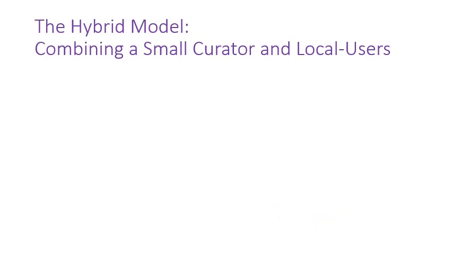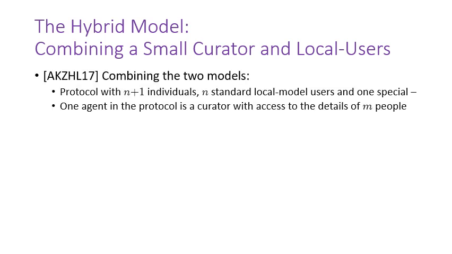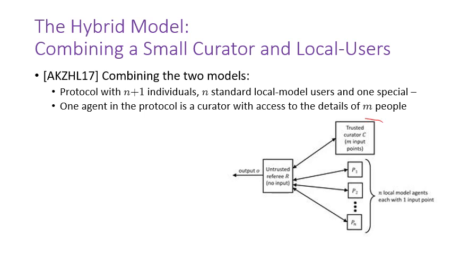Now, in this work, we leverage a previous work of Avanet et al., who proposed combining these two models, namely taking a protocol for n+1 users. N of them are standard local model users, whereas 1 is essentially a small curator. It is a curator that knows the details of m additional individuals. And now, once we have given this additional power to one of the people participating in the local model protocol, we ask ourselves, what can be learned in this model?